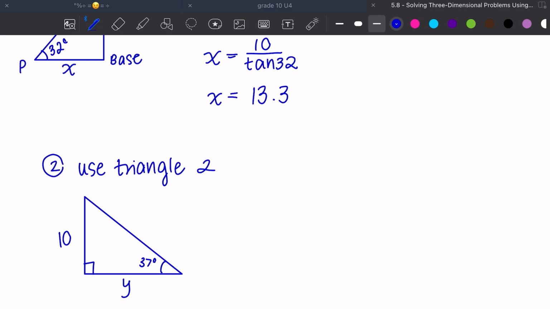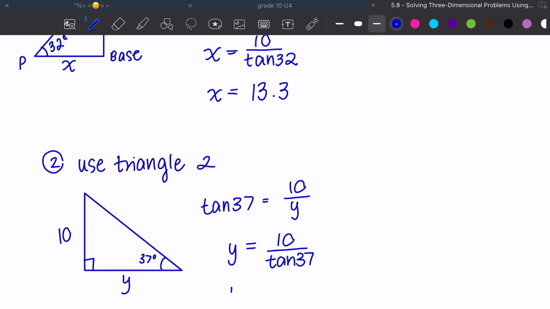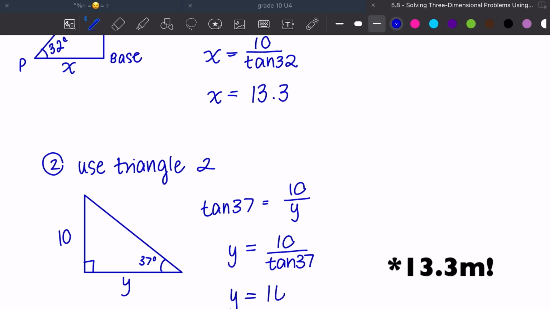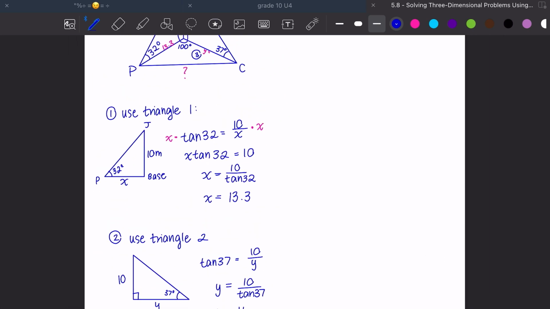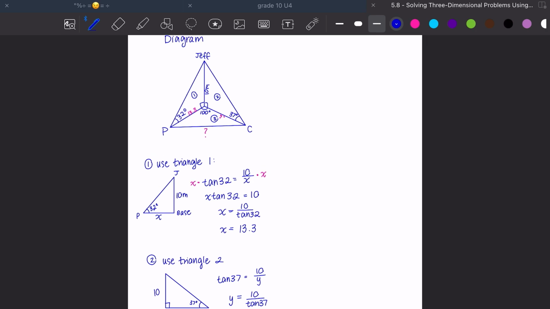Okay, can I use the same tan ratio? Yeah. So same thing, tan 37 is going to be 10 over y, which from isolating, you'll know that y is just going to be equal to 10 divided by tan 37. You're basically just flipping spots with tan and y. Which then, what does y equal? I got 16. Yeah, it was like 16.00 something, so approximately 16. Okay, cool. And then we said 16 and 13.3.